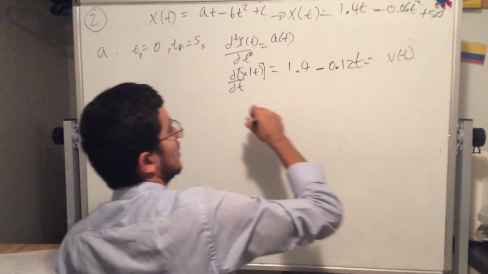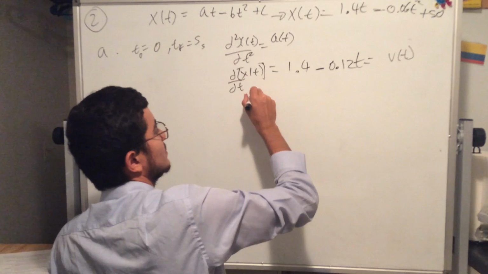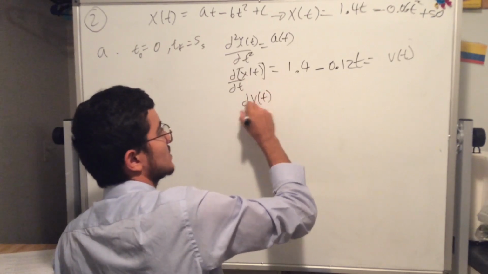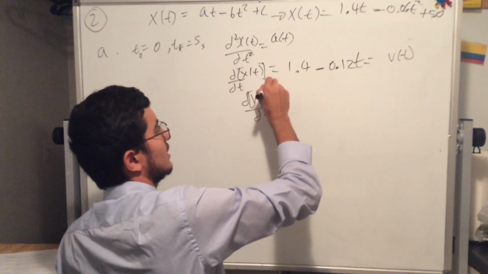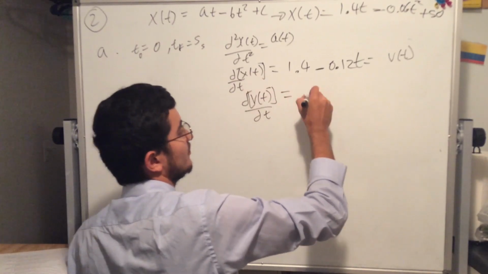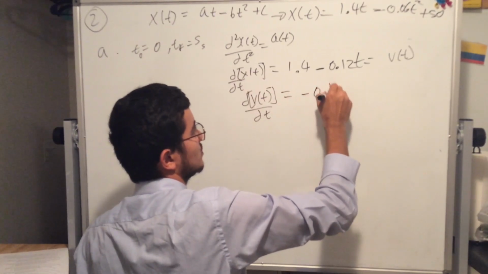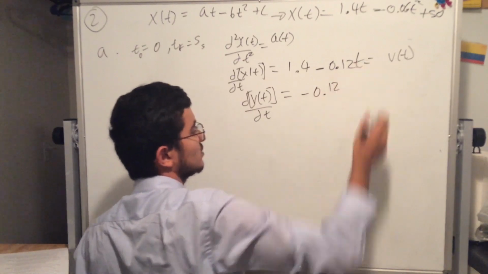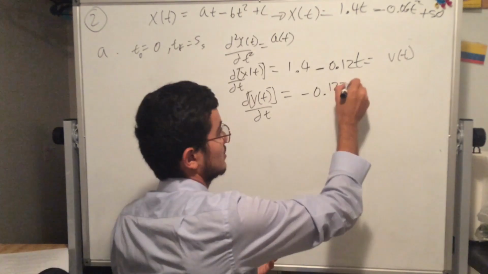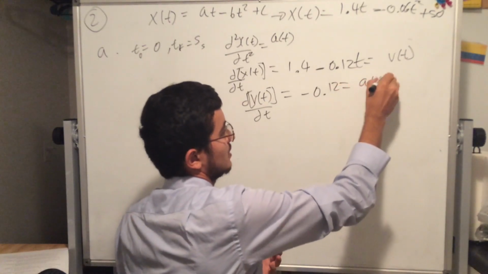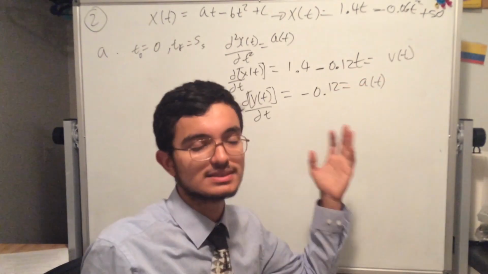Then we take another derivative, the derivative of the velocity function, dv over dt, and that's going to give us negative 0.12. Negative 0.12 is a constant, so the acceleration function is defined by a constant, which means the acceleration is constant.